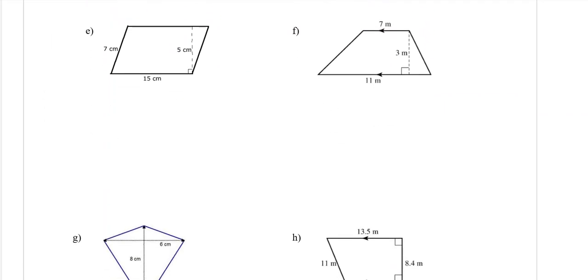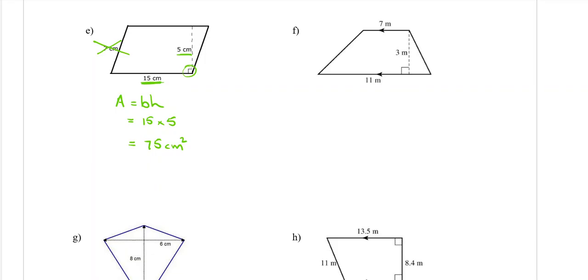Question E. This shape is a parallelogram. It looks a bit like a rectangle, but it's been pushed over so that it doesn't have right angles, so that's a parallelogram. The formula for a parallelogram is A equals BH. The base and the height, again, we have 3 measurements here. The base and the height will be connected by the right angle. So it will be the 15 and the 5 that are joining that right angle. So the 7 is an extra number there that we don't need. So base times height will be 15 times 5, which is equal to 75 centimeters squared.